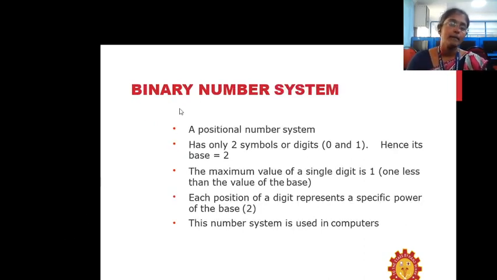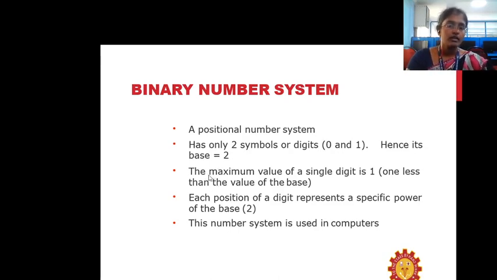So next is the binary number system. Before, I have explained that binary, bi, means two elements, two inputs. So the two inputs are zeros and ones. The main thing is that the binary number system also comes under the positional number system, and it has two symbols, that is zeros and ones. So it has only two inputs, and its base is 2.